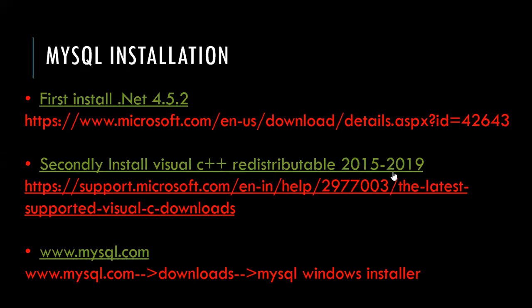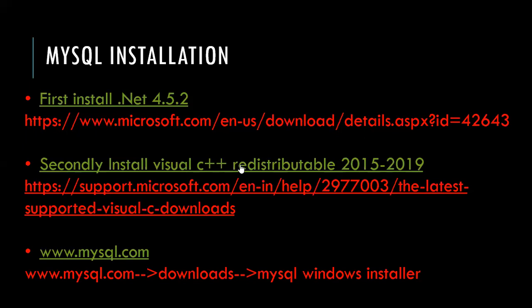Some components will require Visual C++ 2015 version. Some components will require Visual C++ 2017 version, and some components will require Visual C++ 2019 version, right? If those components are not installed, again you have to reinstall the Visual C++ and continue the installation process for those components, right?